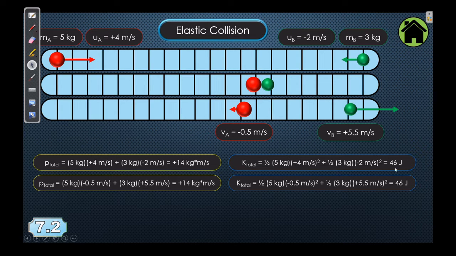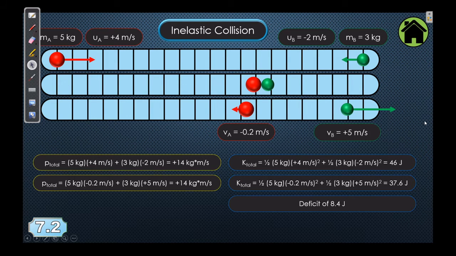However, you also get the same thing if you do this with the kinetic energy. If you add together the kinetic energy of the red and green balls before and after the collision, you wind up with a total of 46 joules. That's why we say this is an elastic collision and also an example of something that could not happen in real life. For an example of a more realistic collision, let's take a look at this situation. The balls start off with the same mass and initial velocities. They collide at the same point, but afterwards the red ball is only moving at negative 0.2 meters per second, whereas the green ball is moving at positive 5 meters per second.